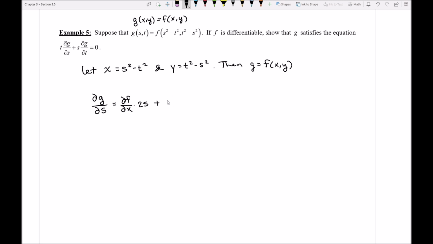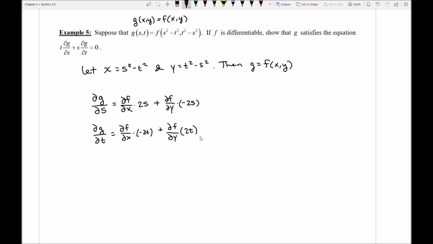If I did my partial derivative of f with respect to y, I also don't know what that is, but I know over here that I would get negative 2s for the partial derivative of y with respect to s. If I now did a partial derivative of g with respect to t, I would see that that's a partial derivative of f with respect to x times a negative 2t, plus a partial derivative of f with respect to y times a 2t.